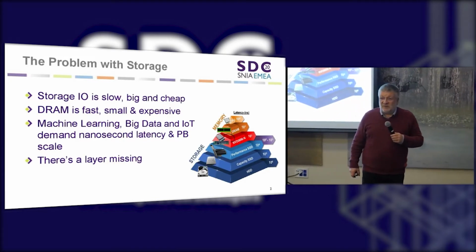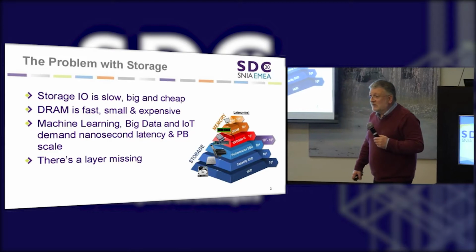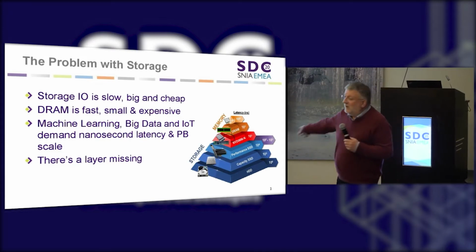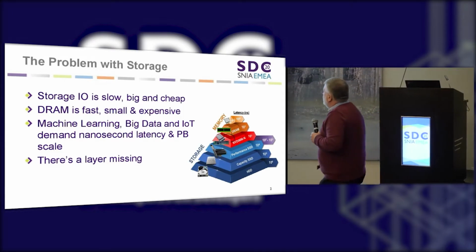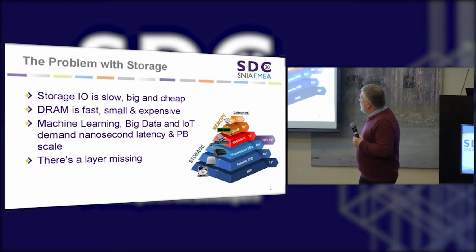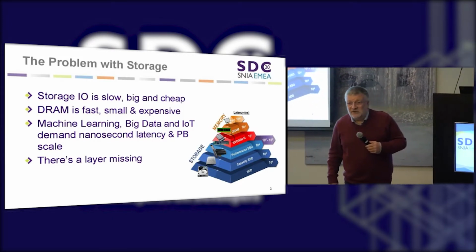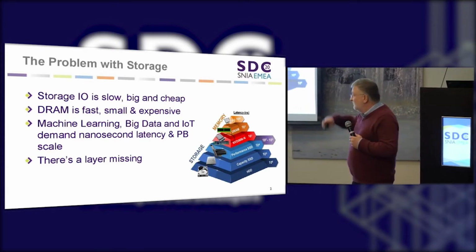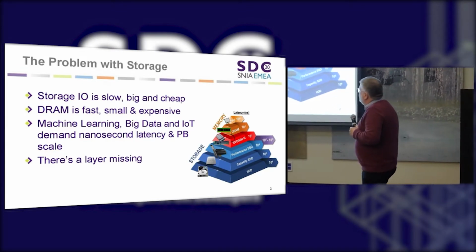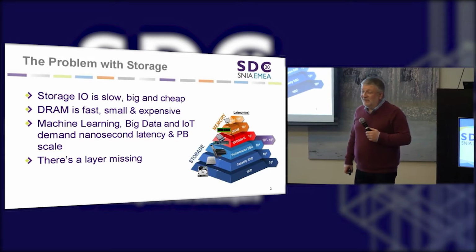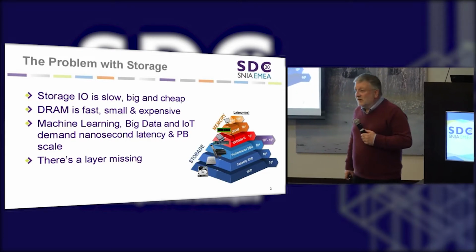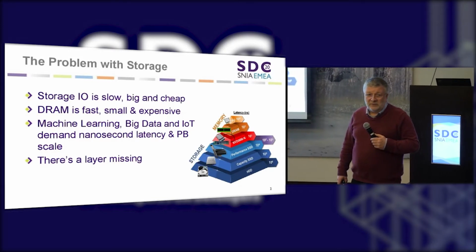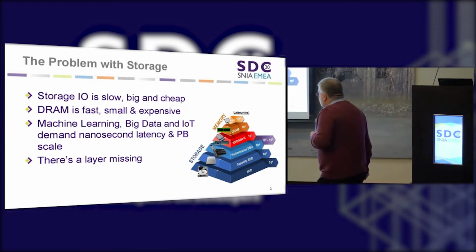But it's only fast by comparison with what went before it, which was basically a couple of rotating bits of tin and a thing that swept it now and again and went, no, it's not there. No, definitely not there. DRAM, main memory, is small, fast, and hugely expensive, although DRAM prices are falling. There's a bit of a glut at the moment of DRAM production. But things like machine learning, big data, IoT, in fact just about everything demands nanosecond-type latencies and petabyte scale. In other words, the worst of both possible worlds, in that you're at opposite ends of the spectrum, and there's a layer missing.